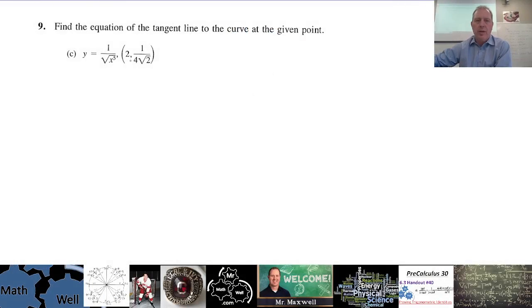All right, so we're going to find the equation of the tangent line here to the curve at the given point. So here's the point in question. Maybe I'll just make that a bit bigger for you so you can see in the back.